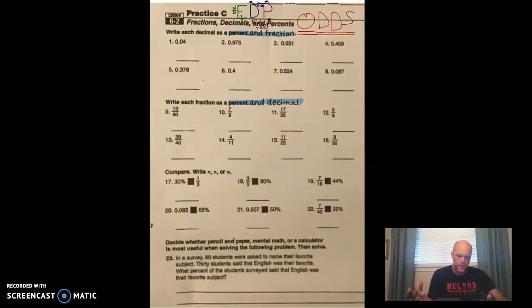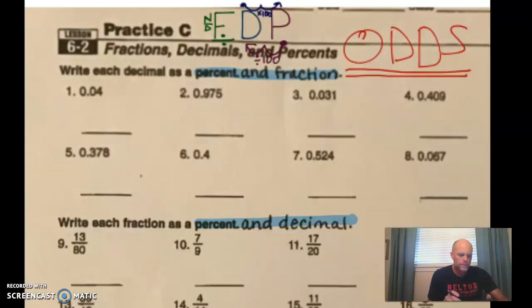Alright, so I'm not going to do this whole page for you. There are 23 questions, so that means you have, what, 12? I think you have to do 12 of them. Remember, we're only doing the odds. Alright, number 1, actually, you know what, I'll even help you with a more difficult one. So number 5, we have to write number 5 as a percent and a fraction.